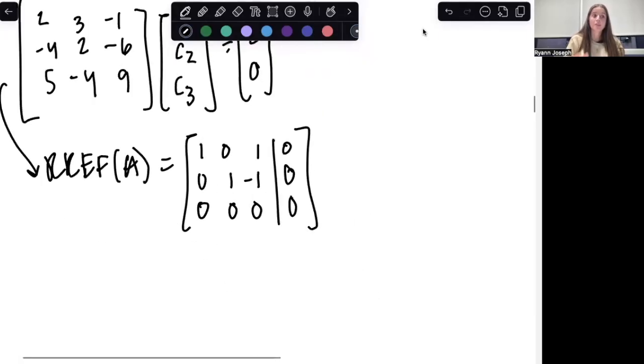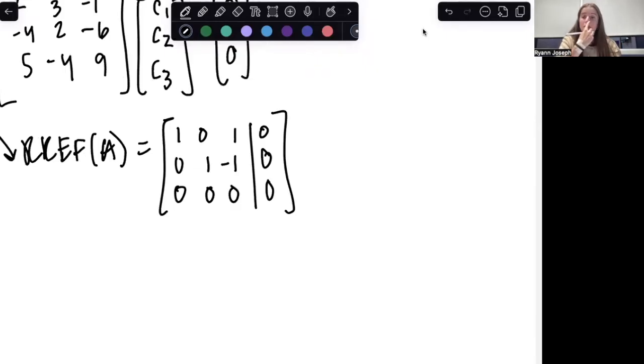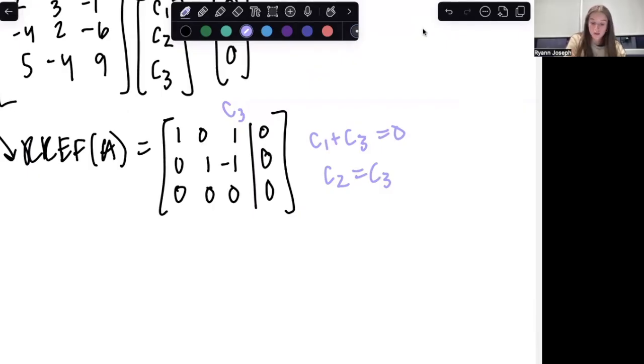Looking at this, I have infinitely many solutions, because I have a free variable. My C3 is a free variable because it doesn't have a leading 1 in it. And I don't have no solutions, because I don't have any weird rows where 0 is set equal to something non-zero. So here, infinitely many solutions. We have the relationship that C1 plus C3 is equal to 0 and C2 is equal to C3. I can simplify this further: C1 is equal to -C3. Any combination like that is going to solve the system. It's going to make them linearly dependent.